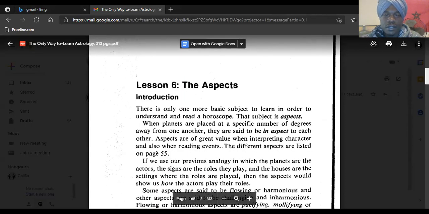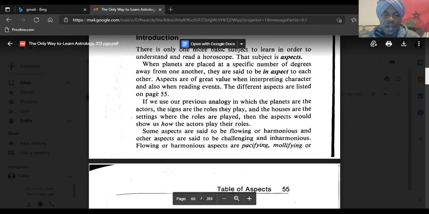Lesson 6, the aspects. Introduction. There is only one more basic subject to learn in order to understand and read a horoscope. This subject is aspects. When planets are placed at a specific number of degrees away from one another, they are said to be an aspect to each other. Aspects are of great value when interpreting character and also when reading events. The different aspects are listed on page 55.